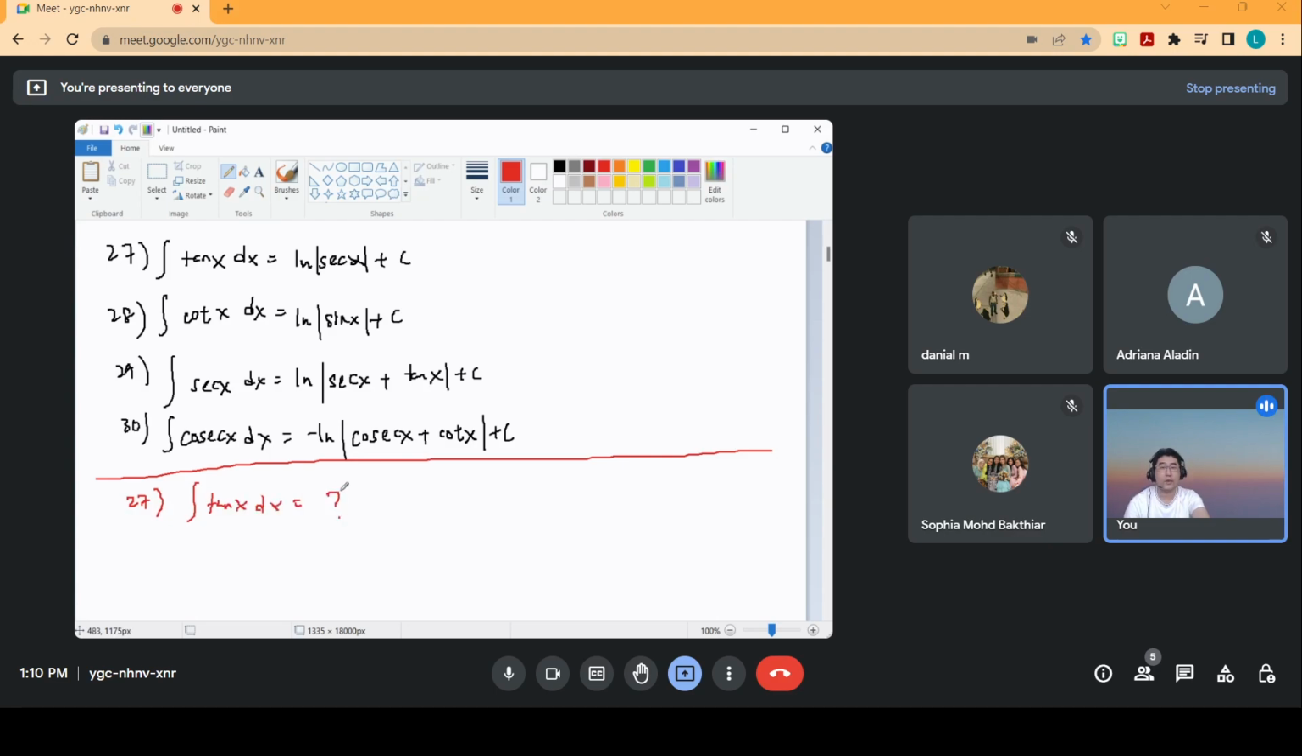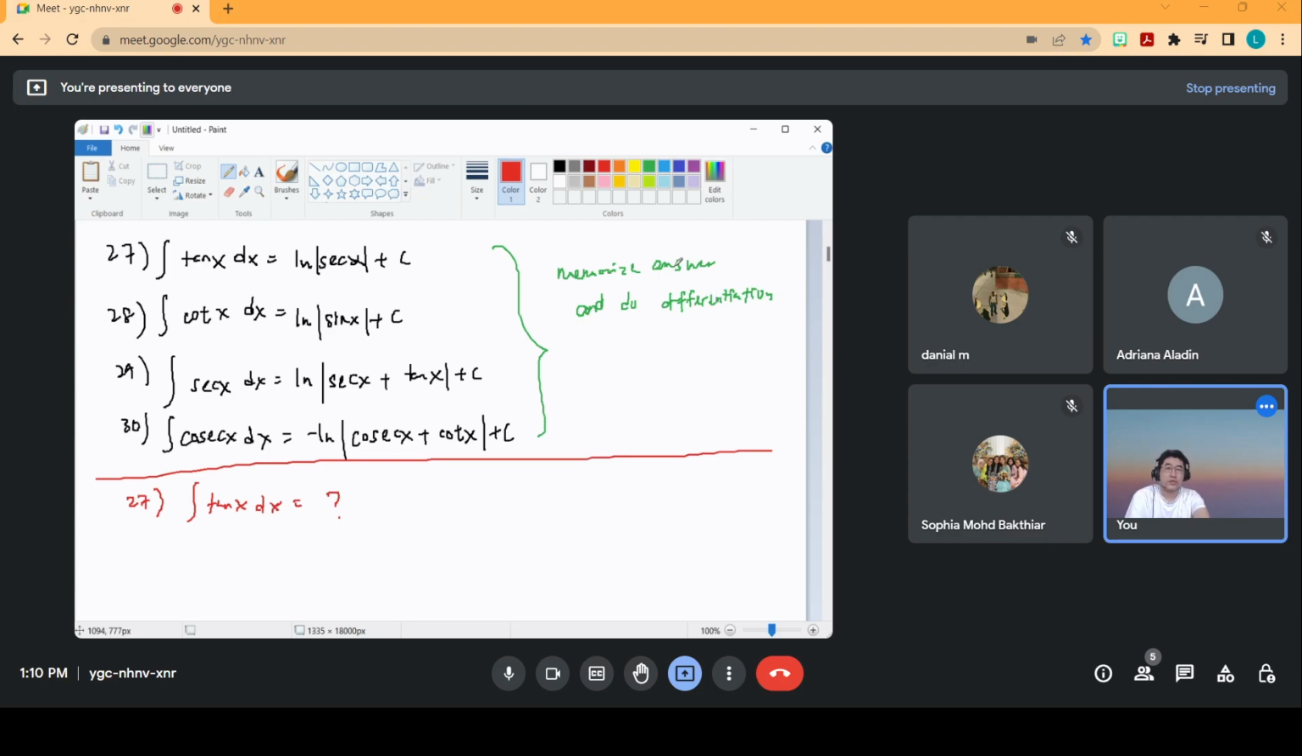How do we actually even get the answer? The proper way to study 27, 28, 29, 30 is to memorize the answer and do differentiation. It's quite difficult for us to integrate tangent x and discover that it's actually ln secant x. It's very, very difficult. Of course, once the students get used to it, they already know, but for a first timer, it's quite difficult.